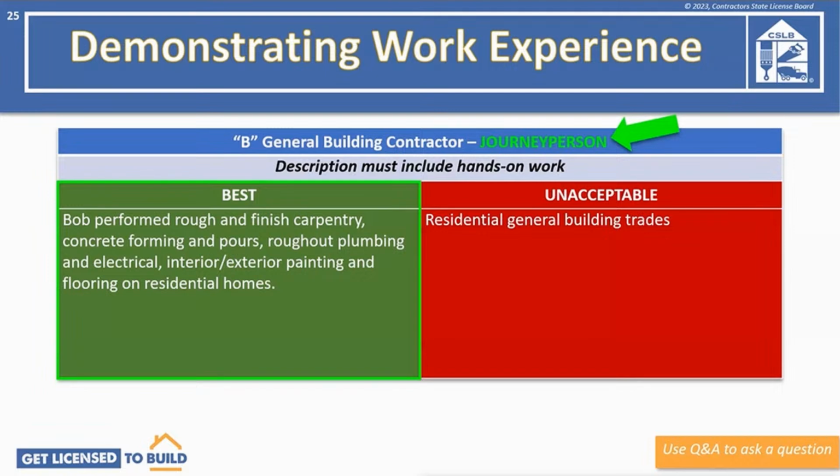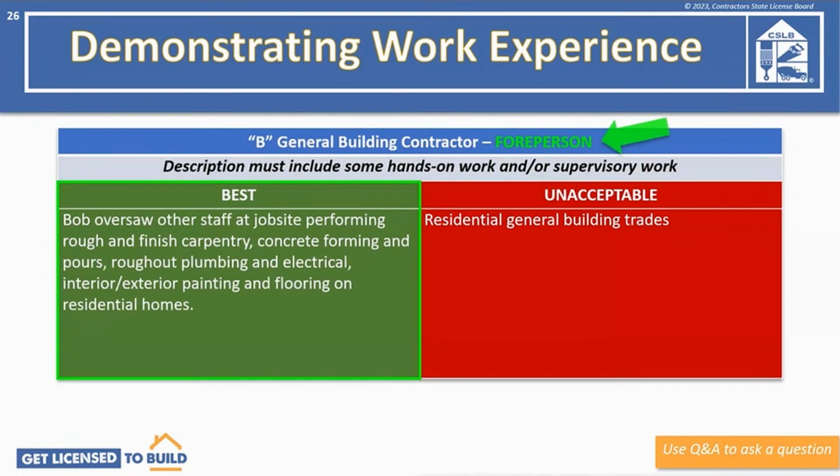Our first example is for the Class B general building contractor. The best type of description your certifier would use for journey person experience is to be specific. Journey person experience must include hands-on work like this. Bob performed rough and finish carpentry, concrete forming and pours, rough out plumbing and electrical, interior and exterior painting, and flooring on residential homes. An unacceptable description will be something generic like residential general building trades.